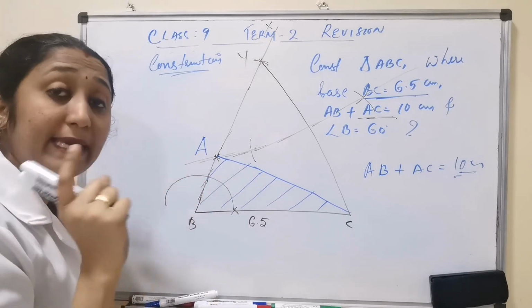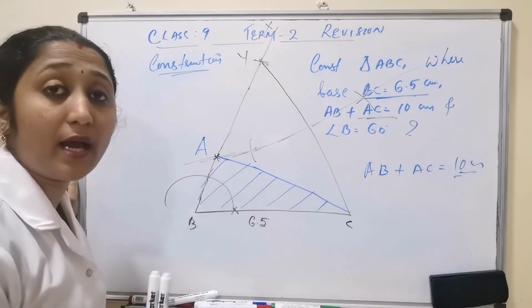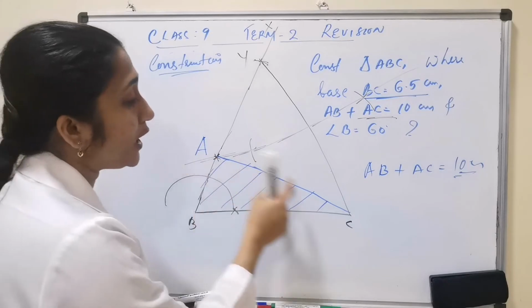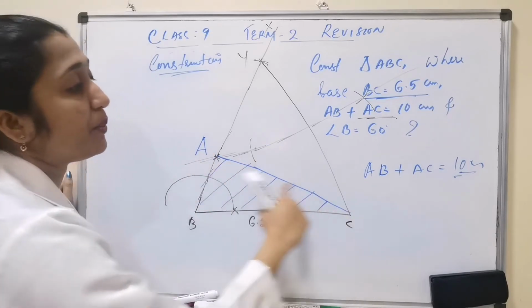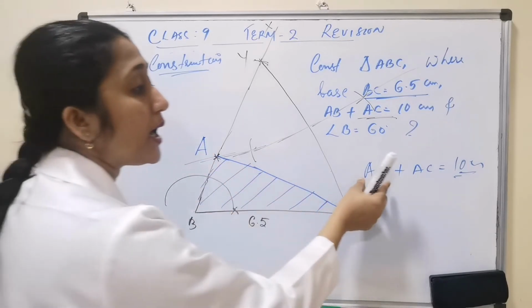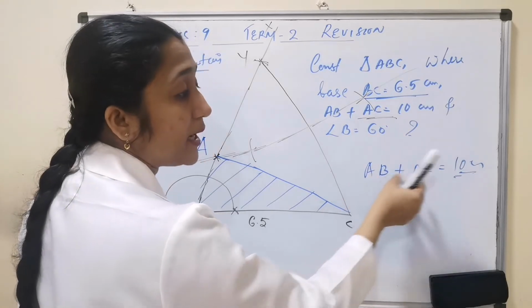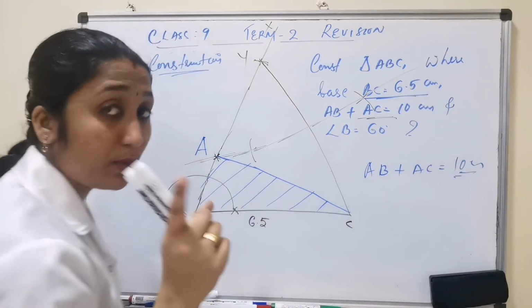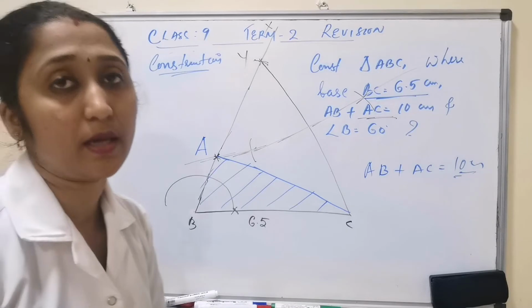That point is A. That is the third vertex of the triangle. Then join A to C. This is the required triangle. You have to check it. AB is equal to what length, and AC is equal to what length. Add it. You will get 10 centimeter. That is the correct step.